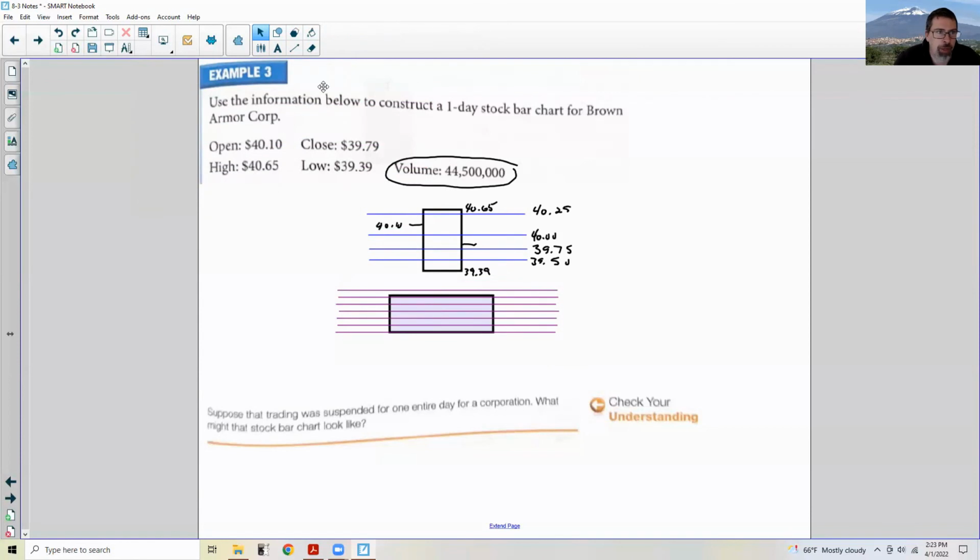Okay, so there's a bar chart, if you will, for volume. And let's do it in millions. And it's 44,500,000. So if this was 0, and we go by 10 millions, 10, 20, 30, 40, 50 million, then I want this at 44. So now I'm going to shrink it down. Oops, grabbed the wrong thing.